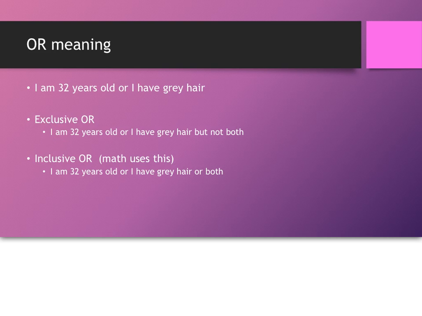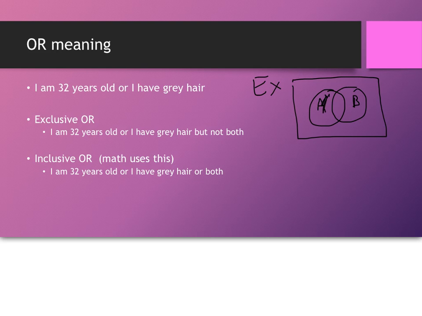So in our set theory, if this was A and B, exclusive or would say it could be A, it could be B, but it can't be in the intersection. It's kind of like saying, do you want corn or potatoes as a side? You can't have both.